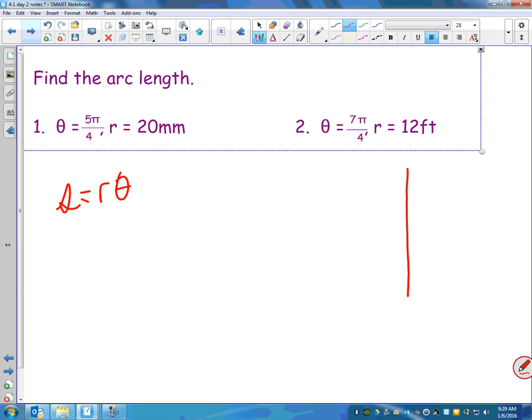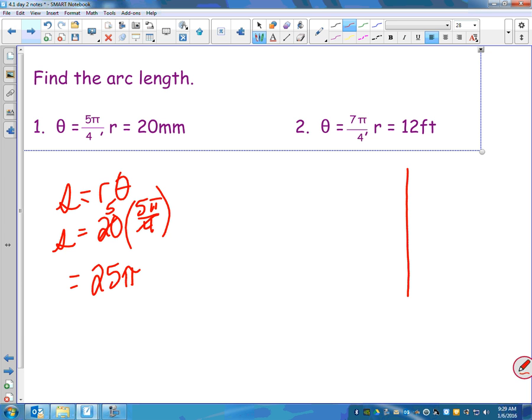S equals R theta. Our radius is 20, and our theta is 3 radians, 5 pi, of course. This works out to be 25 pi. And again, it's up to you. I'm going to leave my answer as 25 pi, because that seems like a good answer.